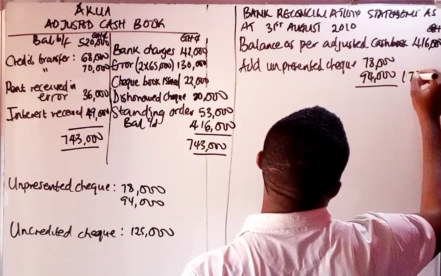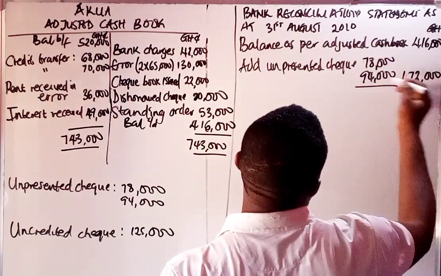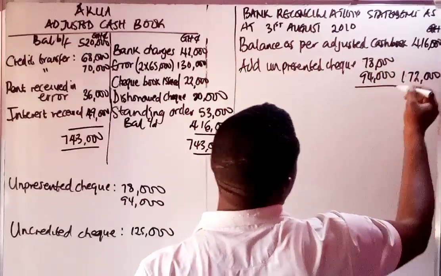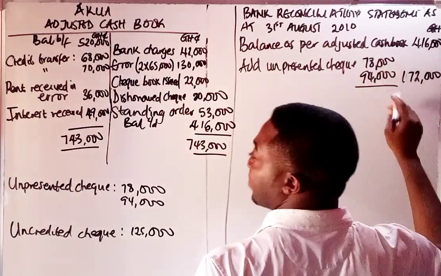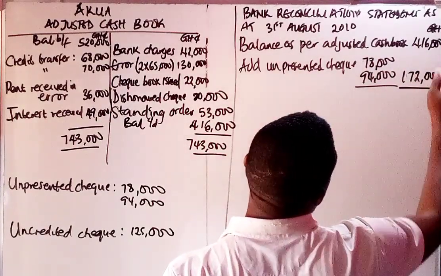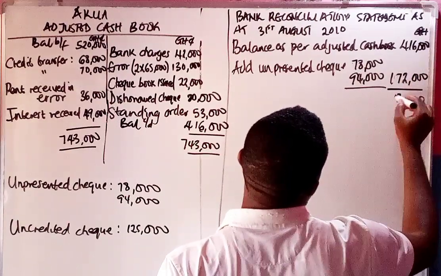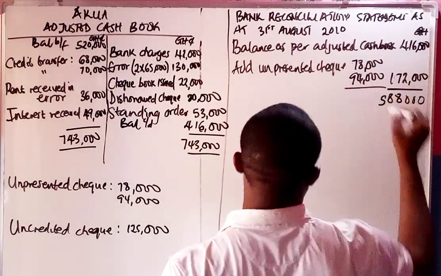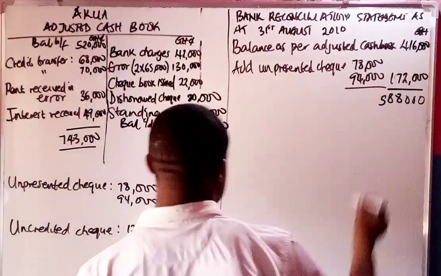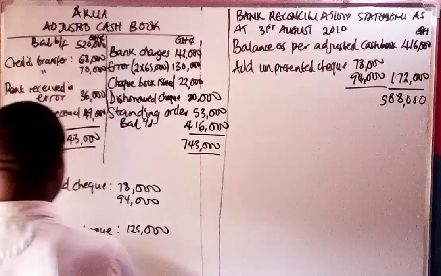So if we add 78 plus 94, this will give us 172,000. 8 plus 4 is 12, carry 1. 9 plus 7 is 16 plus that 1 is 17. So 172,000. So if we add this, it gives us 0, 0, 0. This is 8, this is 8, and this is 5. Okay, so that's 588,000.